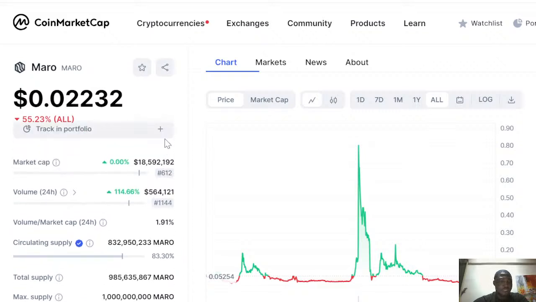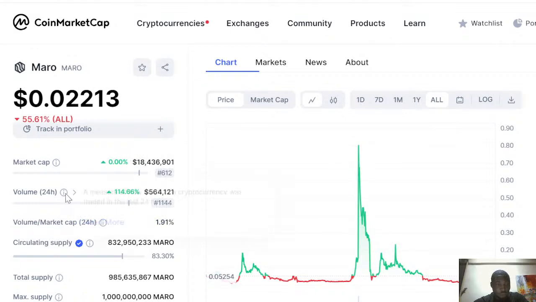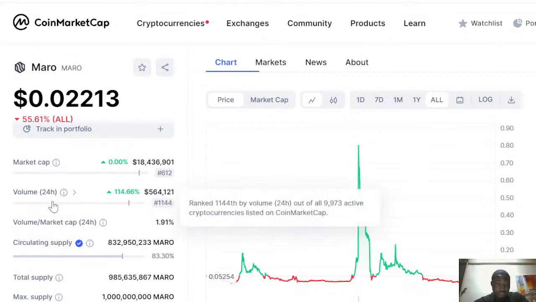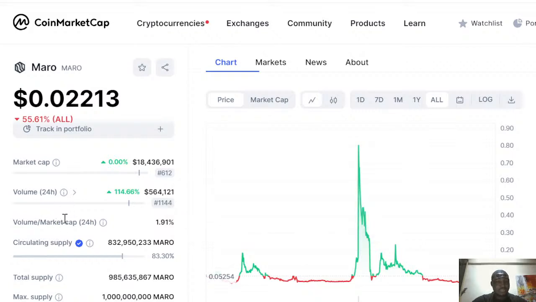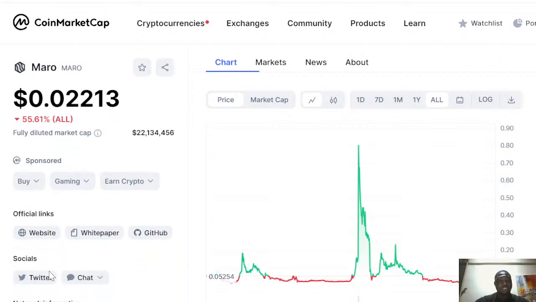Now you can see the market cap right now. You can see the volume. You can see the trading volume in 24 hours. This is the trading volume when looking at it over 24 hours. Then you can see the volume to market cap ratio over 24 hours, that is around 1.1991%. You can see the circulating supply, the total supply, and the maximum supply that would be diluted into the market.